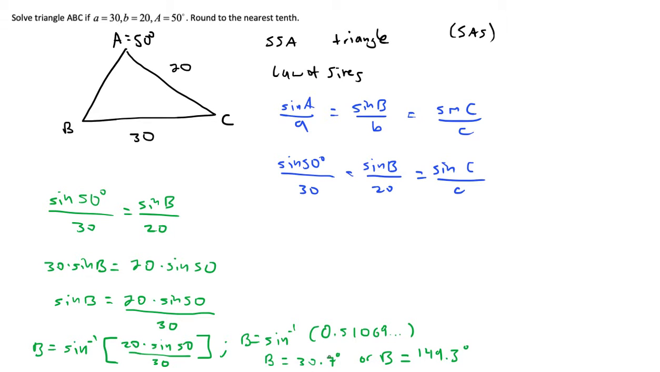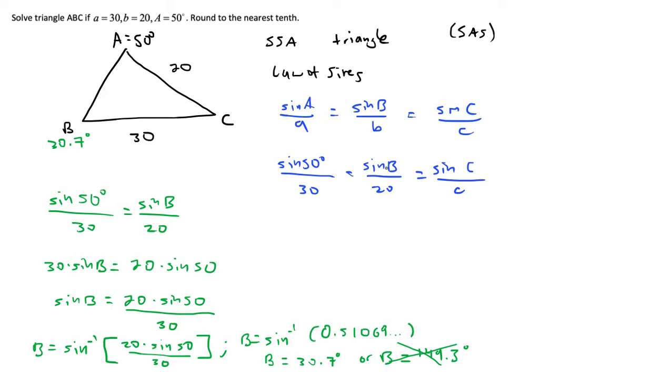So there are two possibilities for the value of angle B, but check this one out. 149.3 is not possible in terms of this triangle, because we already know that angle A is 50 degrees. Obviously, if you add 50 to 149.3, we're going to be bigger than 180 degrees. So this value will not work, which means that B does indeed have to equal 30.7 degrees.